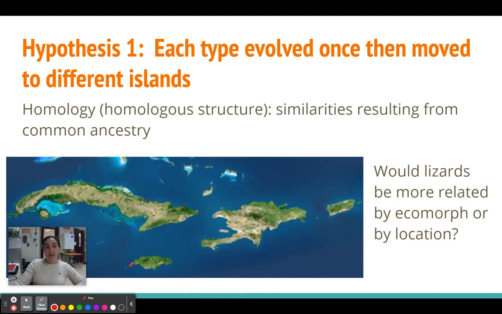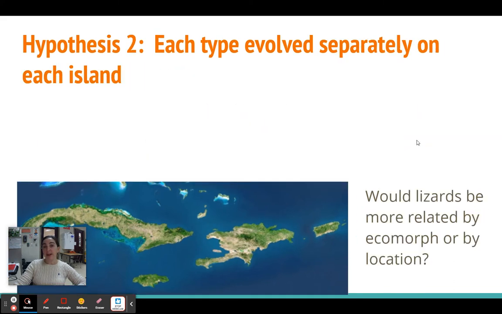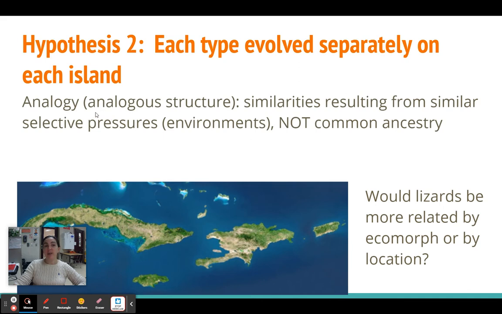If, however, this is a different type of similarity, if the similarity is not a result of homology, the other possible explanation is that these structures are analogous. They still look similar, but the reason is not because they're super closely related. The reason is because they're in similar environments, and so they're exposed to similar selective pressures. If this was the case, we would expect this type of pattern.